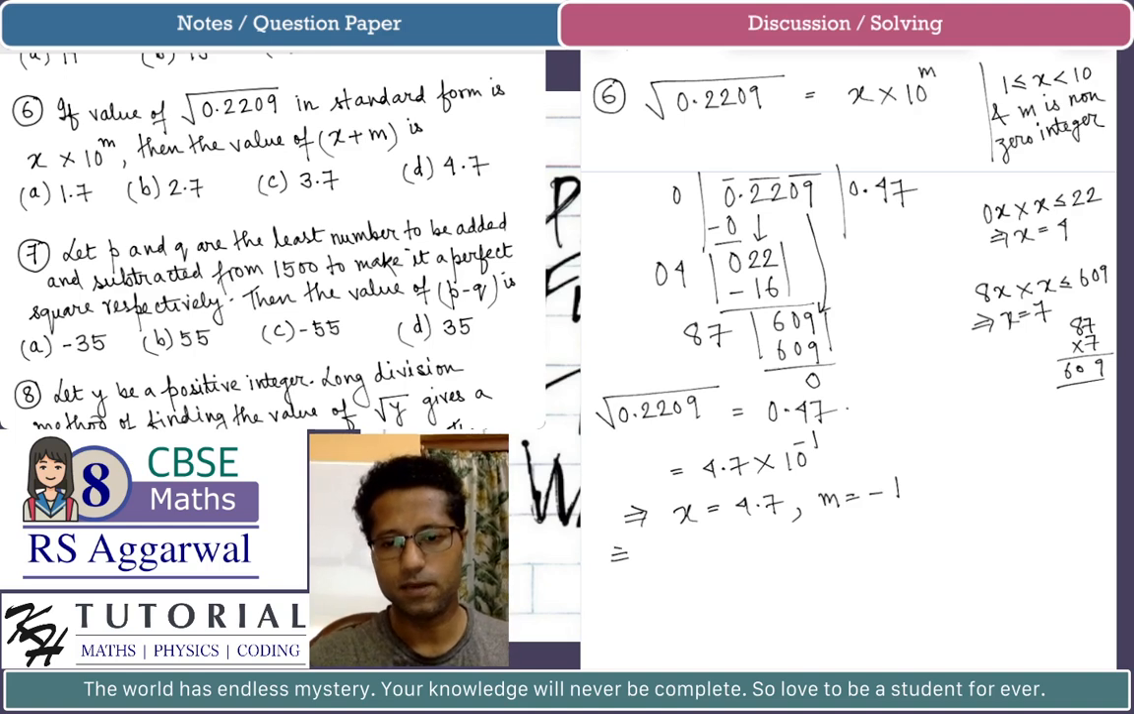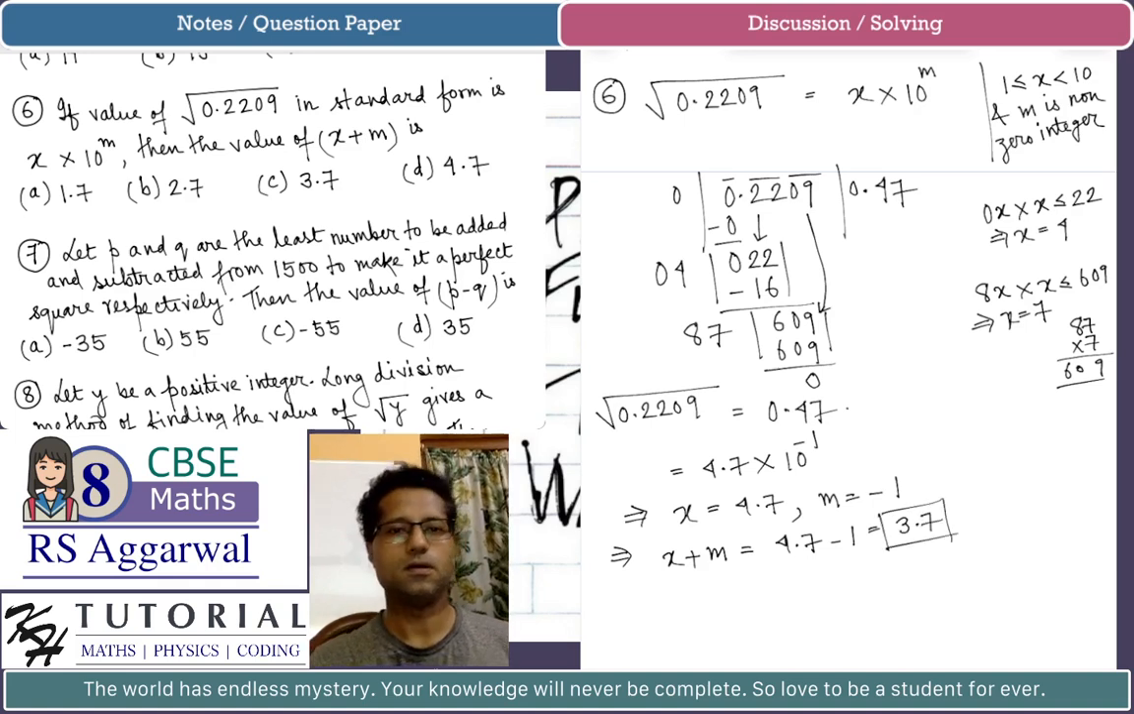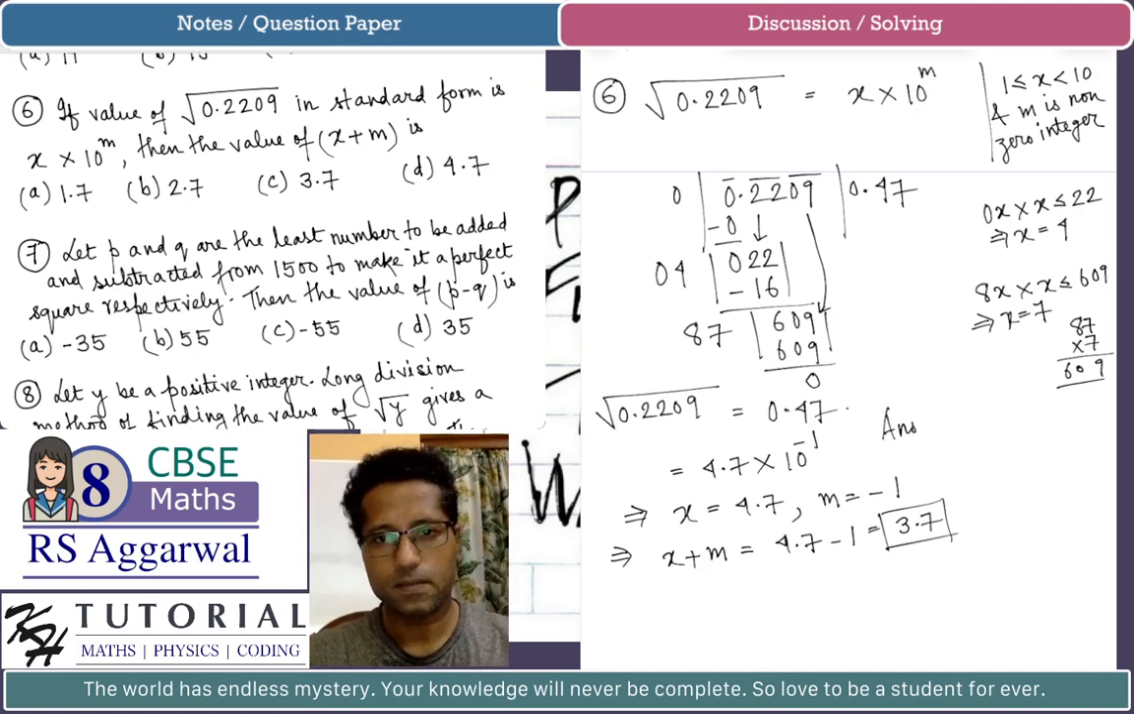So this will imply x plus m is equal to 4.7 minus 1, which is equal to 3.7. This is the answer. So the correct choice is C.